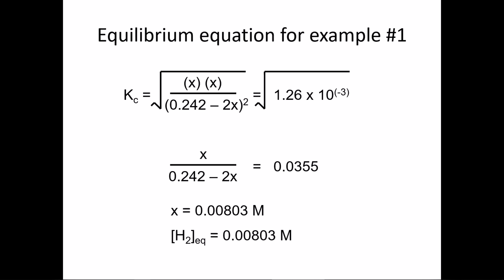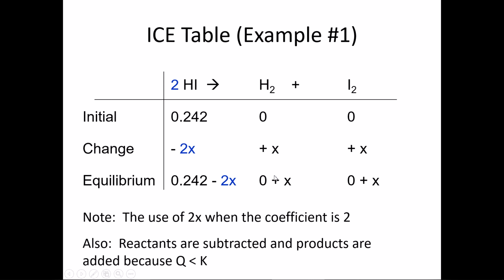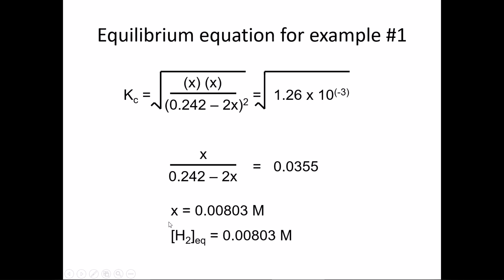Now we have a simplified expression. We only have an x value instead of an x squared, so this makes it easier to solve. So we get one answer for our x that represents our equilibrium value from the table. Now if we look back at our table, H2 is just x at equilibrium. So once we know x, that is our H2 concentration.